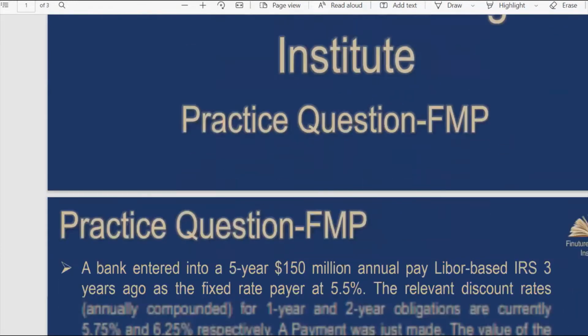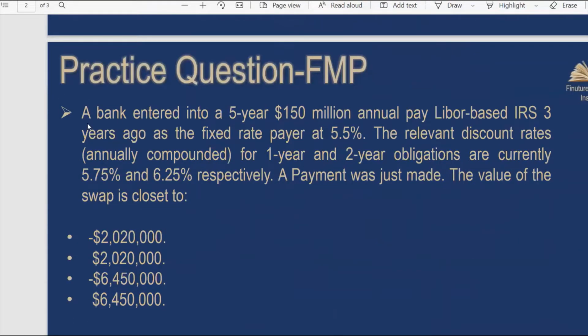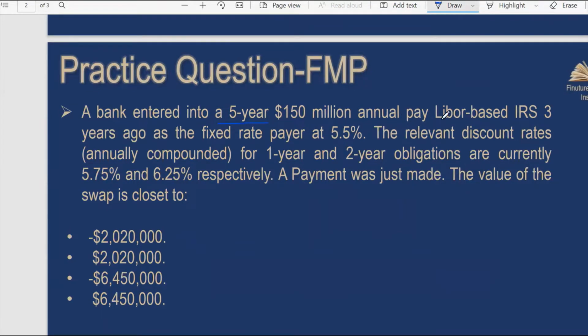So let's look at the question. The question is: a bank entered into a 5-year $150 million annual pay LIBOR based interest rate swap 3 years ago as a fixed rate payer. If I were to highlight key observations: a 5-year interest rate swap, annual pay, and it was started 3 years ago as a fixed rate payer. This is key information, fixed rate payer, and the fixed rate is 5.5%.